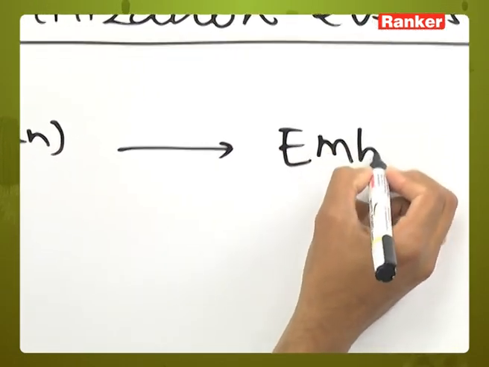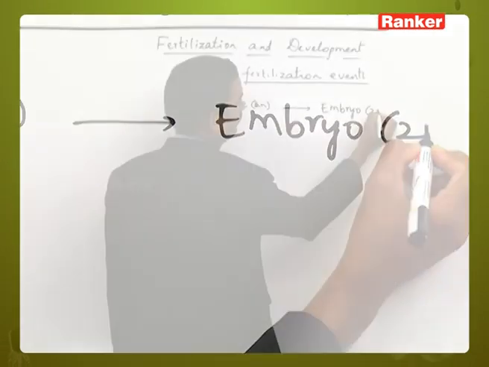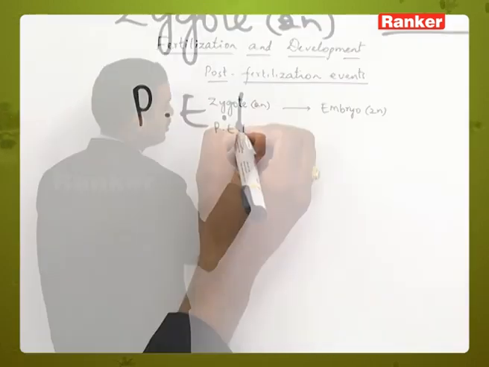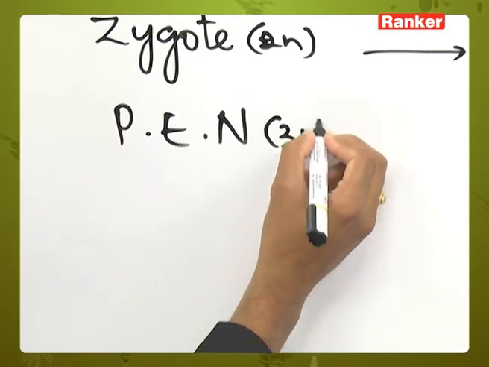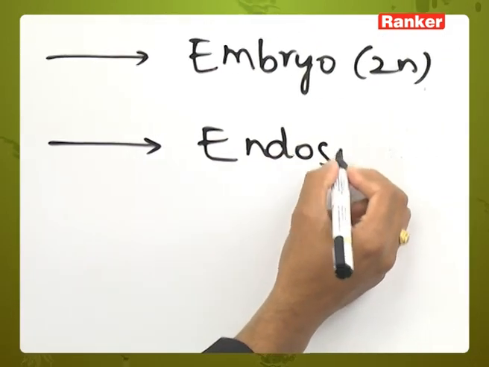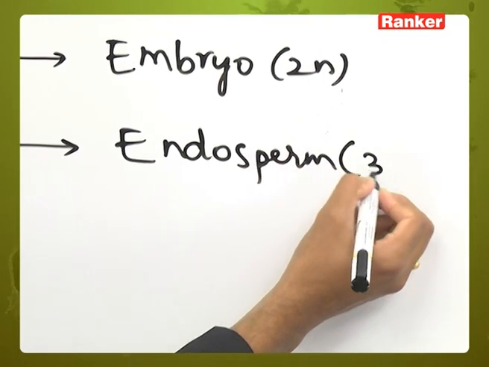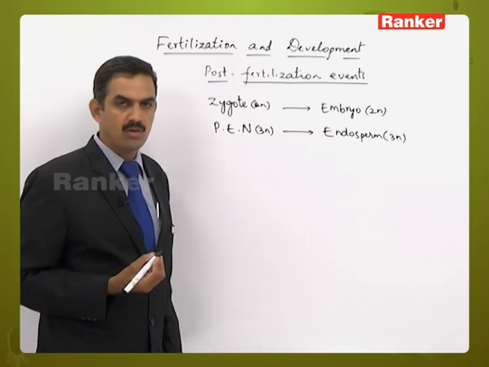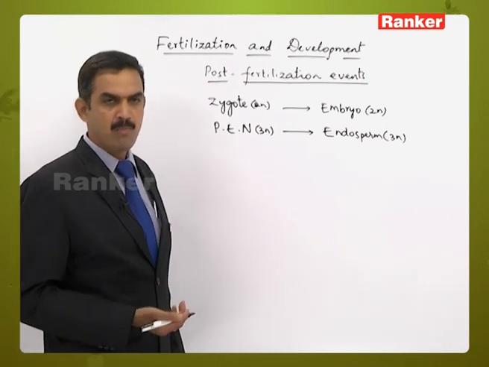The zygote, which is formed as a result of syngamy, will be converted into embryo, while the primary endosperm nucleus, which is triploid, will be converted into endosperm. This structure is also triploid, and the parts of the ovule are converted into the parts of the seeds.